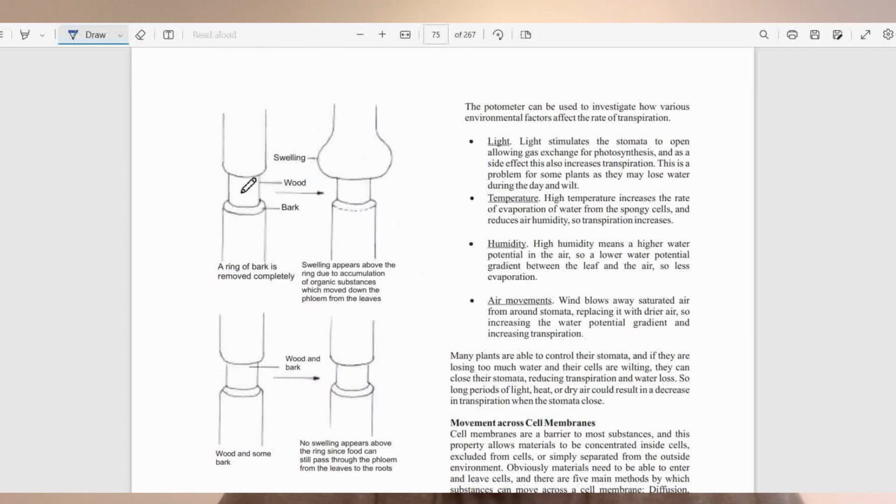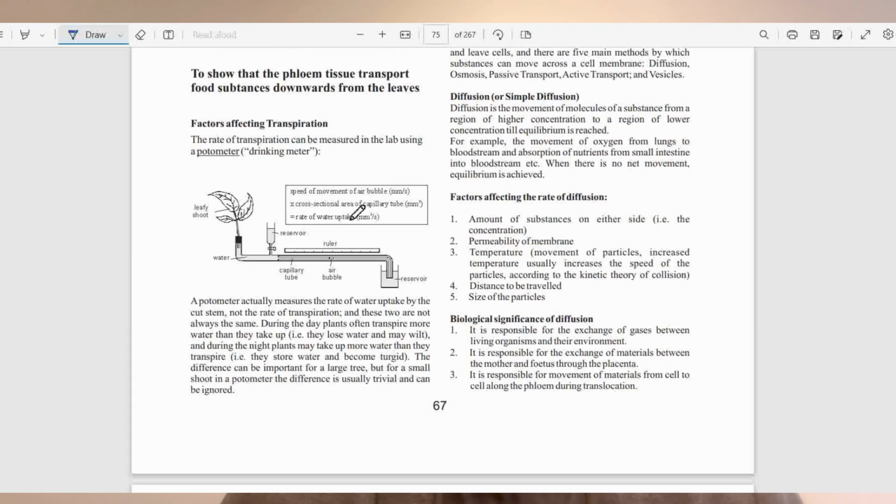So if you take out a stem and you peel off the entire bark, such that the phloem is also removed at this point, you will see after hours that there's a swelling here as a result of accumulation of nutrient that would have been moving downwards. But you will not see the same here. So it shows that the phloem moves downward, taking nutrient to other parts of the plant.